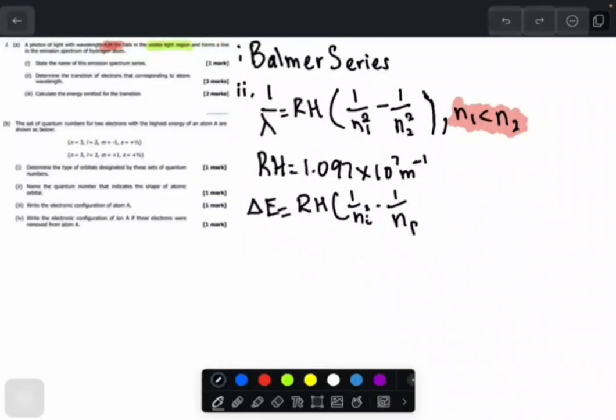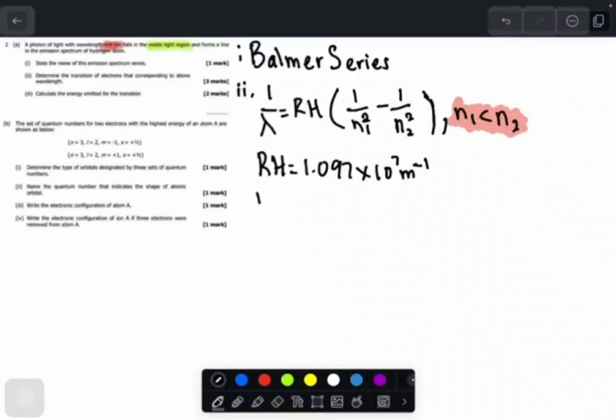Another tip guys is that if they give you only energy, like let's say calculate the energy emitted for the transition, which is in the third question, only then you use the energy formula. Other than that, usually you just use 1 over lambda's formula if they give you wavelength. So just substitute the values inside now.